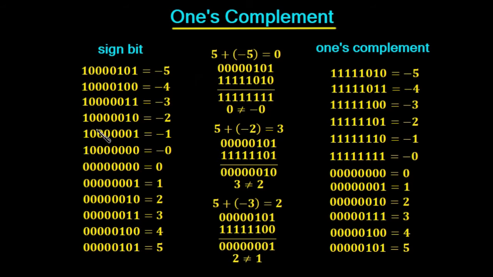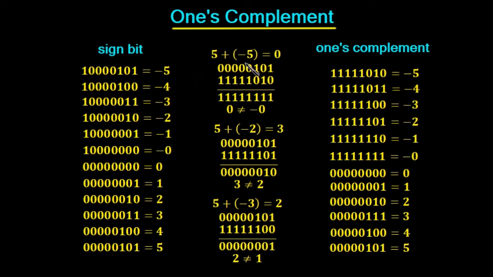And take another one, for example here. The value of minus 2 will become 1, 1, 1, 1, 1, 1, 0, 1. So this is called 1's complement. So let's see if this is actually going to work. We've got 3 examples here.